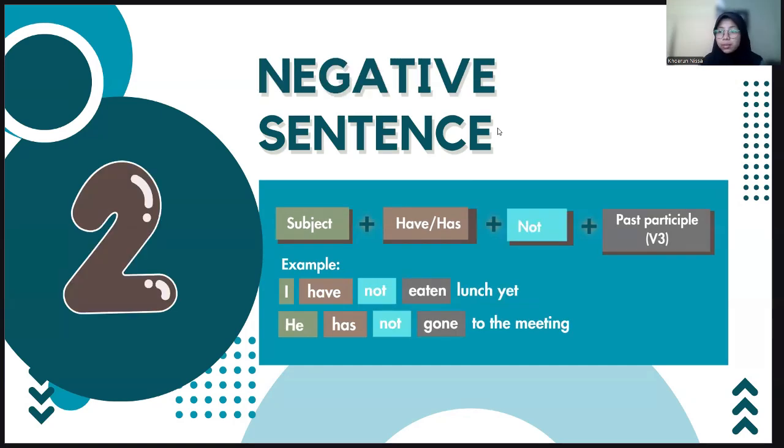Okay, for the negative sentence, we have the formula subject plus have or has plus not plus past participle, or verb 3. For example, I have not eaten lunch yet. He has not gone to the meeting. Eaten is the verb 3 from eat and gone is the verb 3 from go. Okay, I think that's clear.